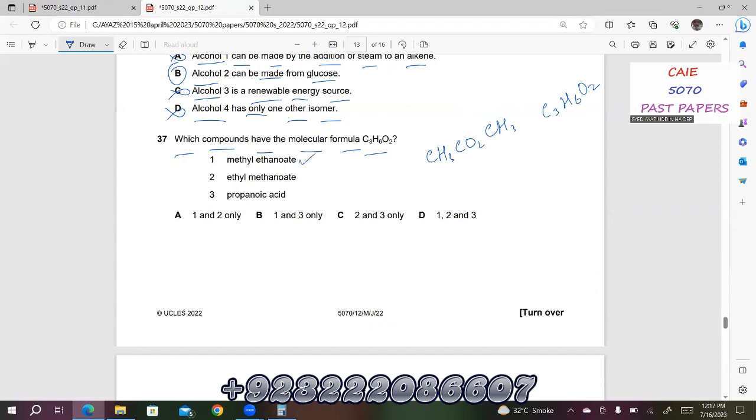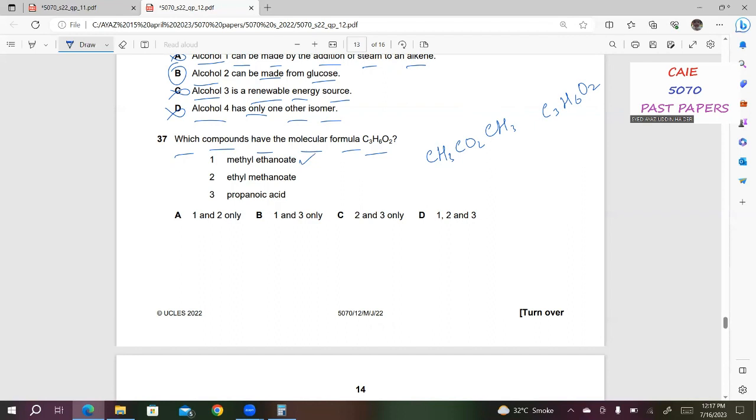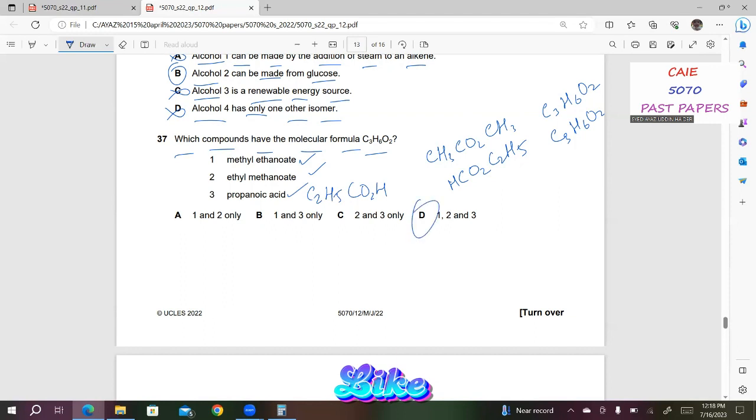What about 2? Ethyl methanoate. So we have methanoate, and this is ethyl methanoate. If you write the formula, again we'll get C3H6O2. So this must also have a molecular formula of C3H6O2. What about propanoic acid? Propanoic acid is C2H5CO2H. Again, propanoic acid will also have this molecular formula. So choice D will be the correct answer here.